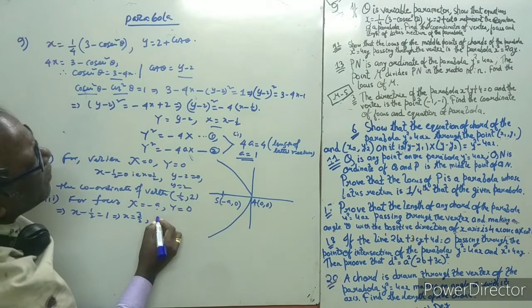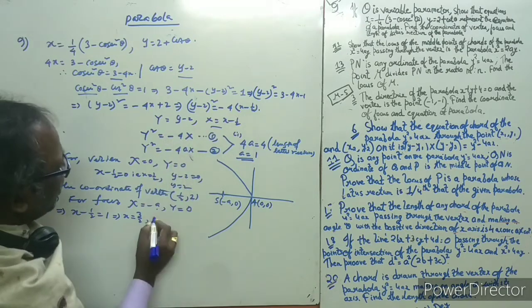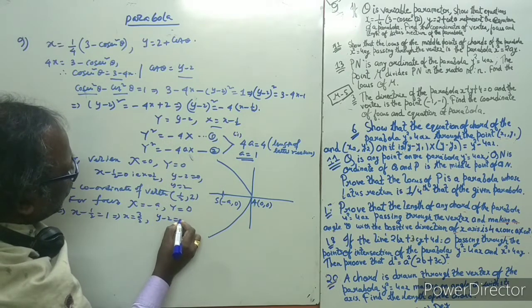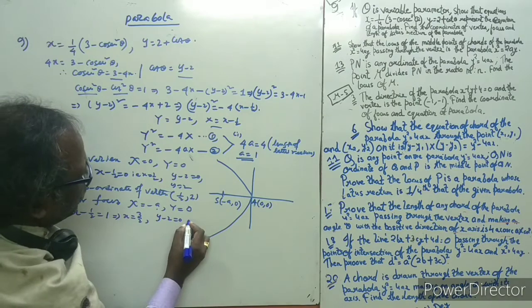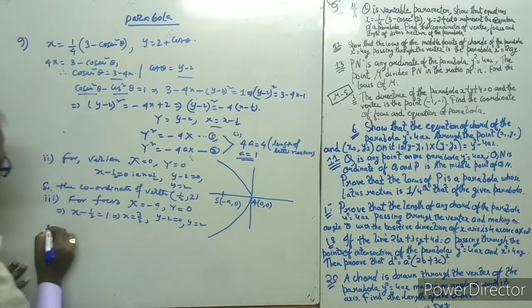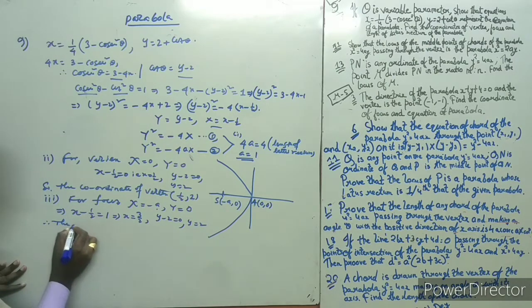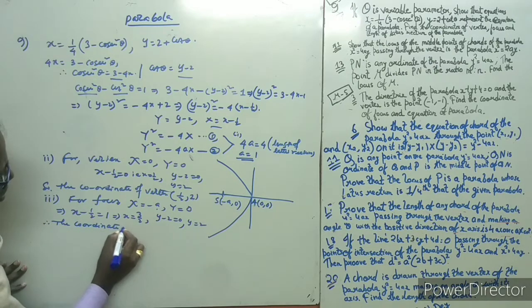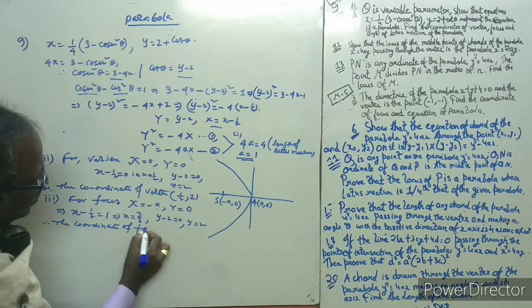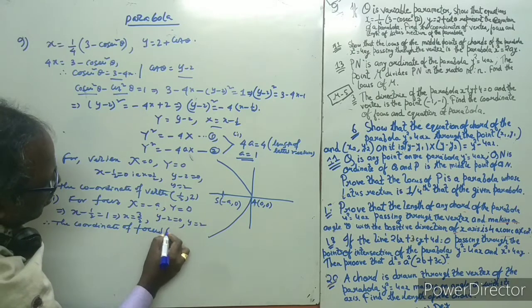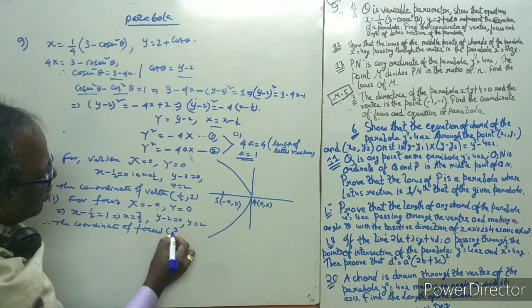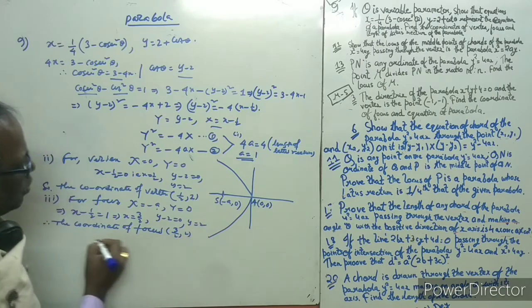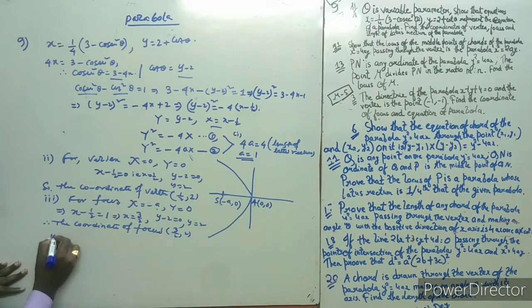And again, y here means y minus 2, and this is equal to 0. So y equals 2 here. Therefore the coordinate of the focus is 3 by 2 comma 2.